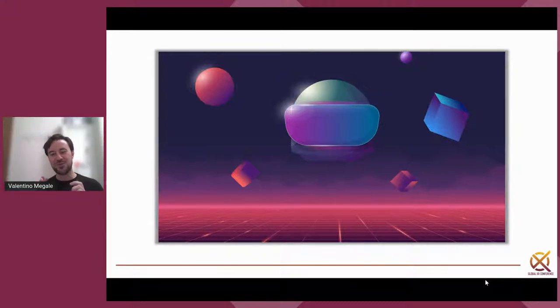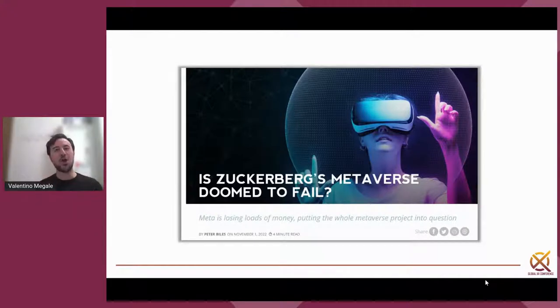So talking right now about the metaverse is not so easy, as we all can imagine, because when we go online these days, this is the kind of articles and titles that we can find. So the metaverse is something that is doomed to fail because it's not fulfilling all its promises, because we see Meta, this big tech that is losing a lot of money because of the huge investments in the metaverse. So it's a critical moment.